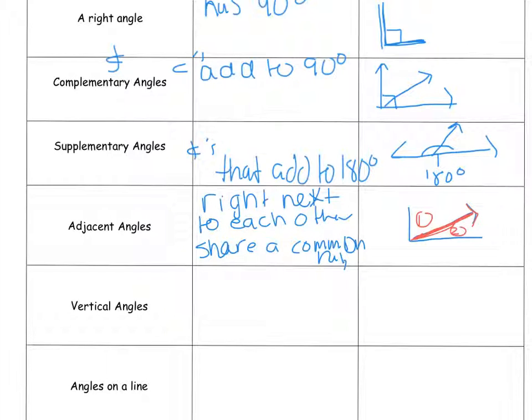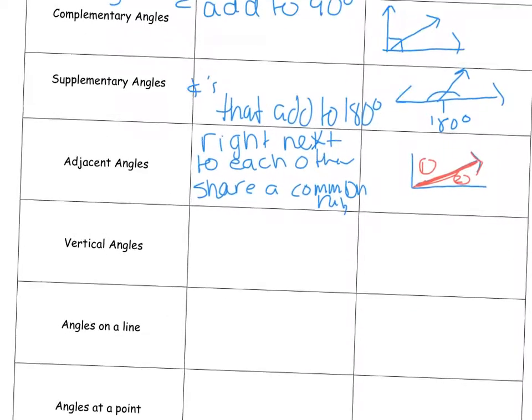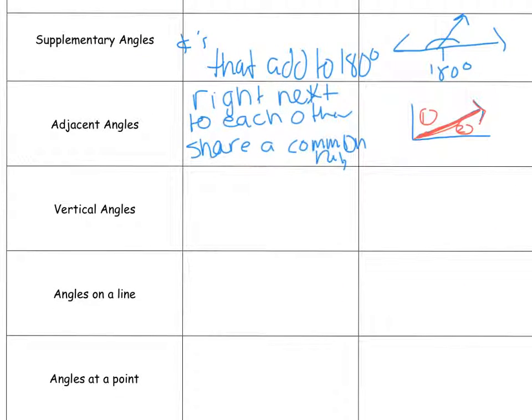Vertical angles. If two lines intersect, it forms two pair of vertical angles. Oops, now I'm doing this in the picture. I'll redraw that over in the picture. So what we know about vertical angles, they are across from one another. They are congruent, so they have the same angle measure.